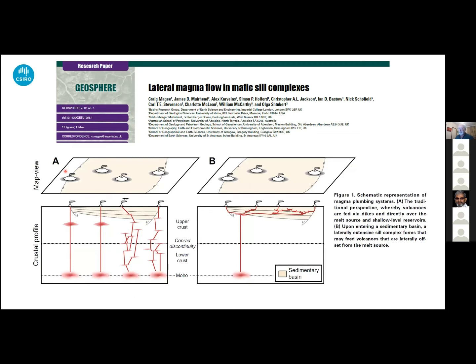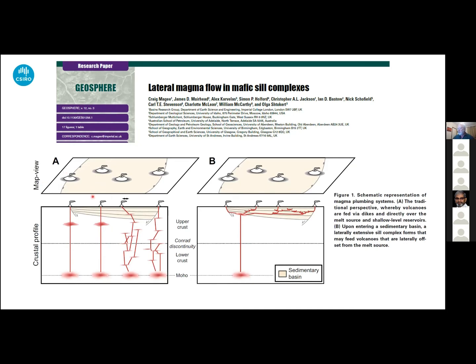I'm just going to mention this one in passing, because I think this is a really important point, and that is some work from Craig McGee and co-workers published in Geosphere a few years ago. And a really important point that they made, which I think is well known probably in the LIP community, is that a lot of the transfer of magma through the crust is lateral rather than vertical.